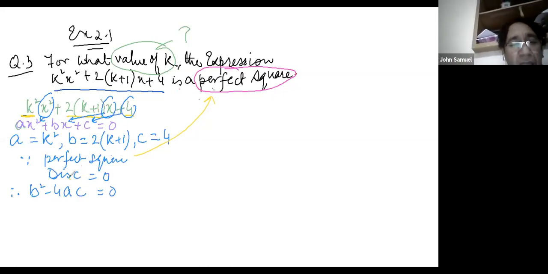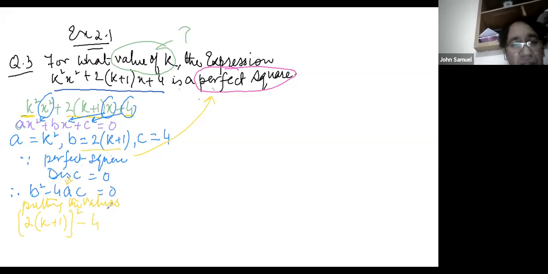और disc क्या है? You are already familiar. हम सीख चुके हैं. We have already learned disc is b square minus 4ac. So we will put the value here. We'll take the value from here and put it. You can write here, putting the values. So b is 2 into k plus 1 and its whole square. So we'll put whole square here. Then minus, 4 we will write as it is.